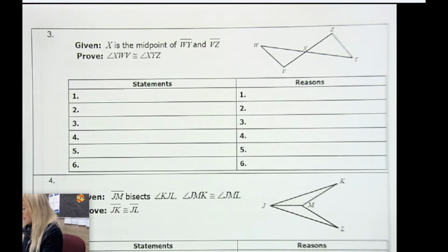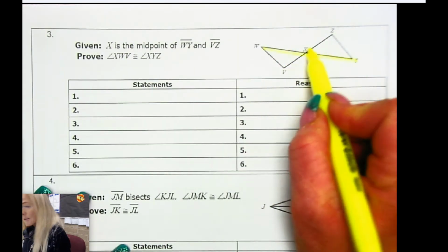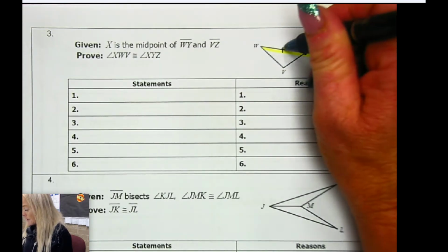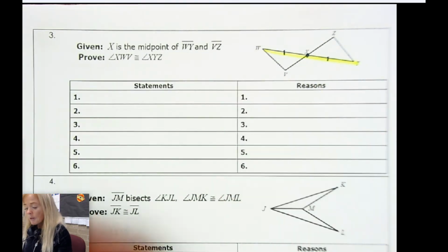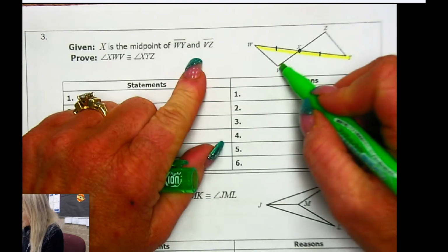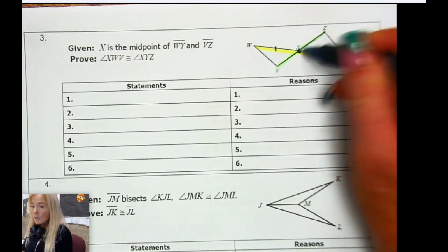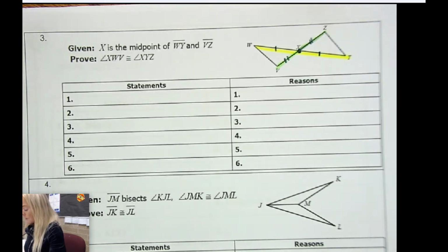All right, so X is the midpoint of WY. So I like to mark WY right here. X is right in the middle. That's the midpoint. If X is the midpoint, then we know for sure that those two sides are congruent because X will be right in the middle of them. It's also the midpoint of VZ. So X is, again, the midpoint of VZ. So that means VX and XZ are congruent sides.